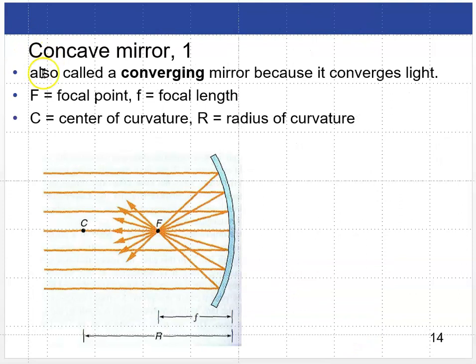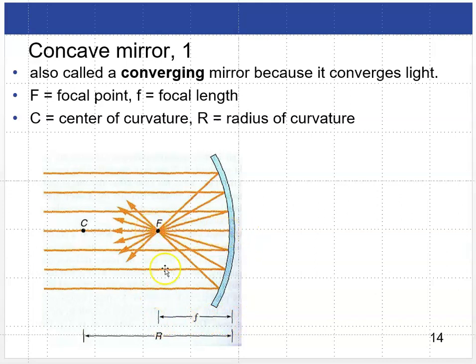Now, a concave mirror is also called a converging mirror because it converges light. So here we have parallel incoming light coming into the mirror, and it will bounce off the mirror using the angle of reflection equals the angle of incidence. And when you do that, you bring these rays all together. They come together at a common point called the focus. The focus is located at distance f, little f, from this side of the mirror here.